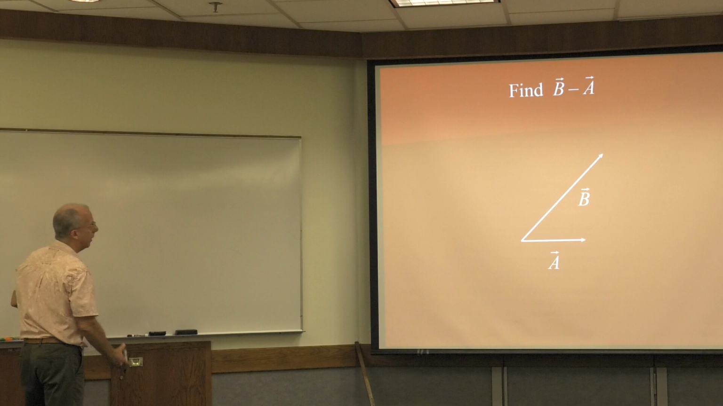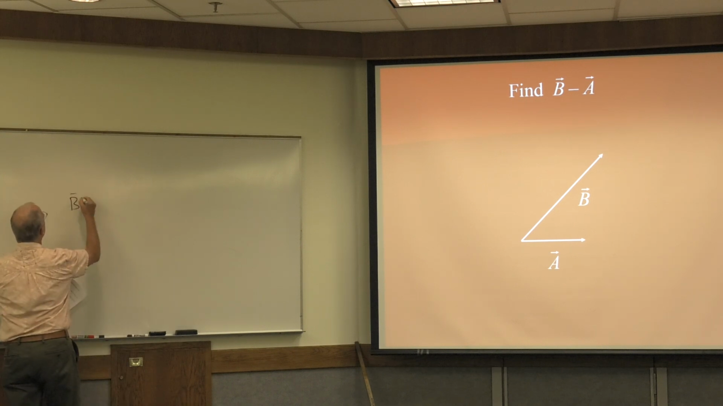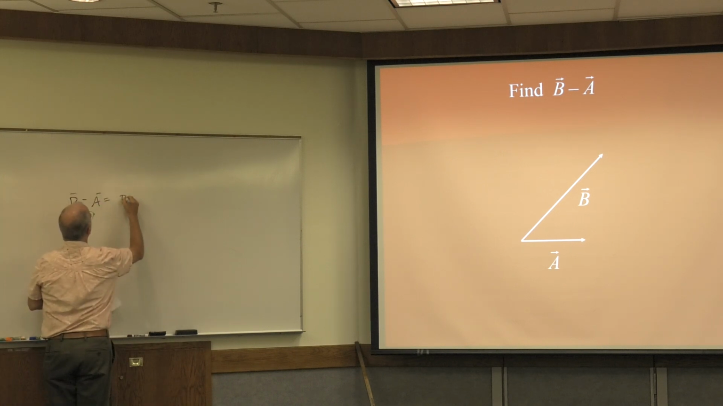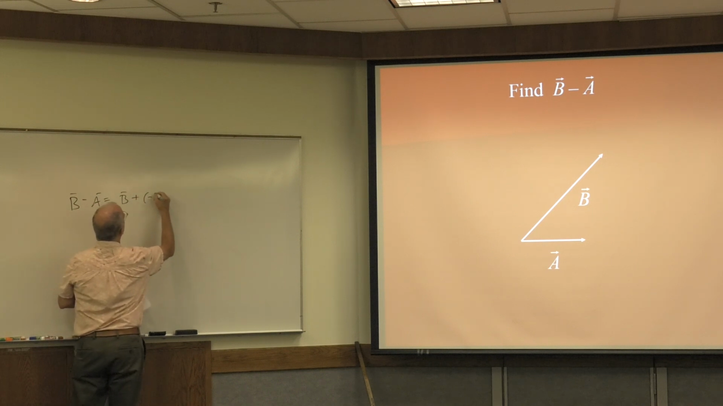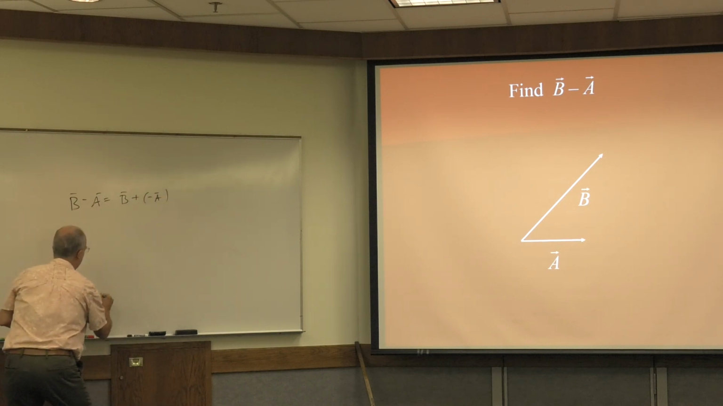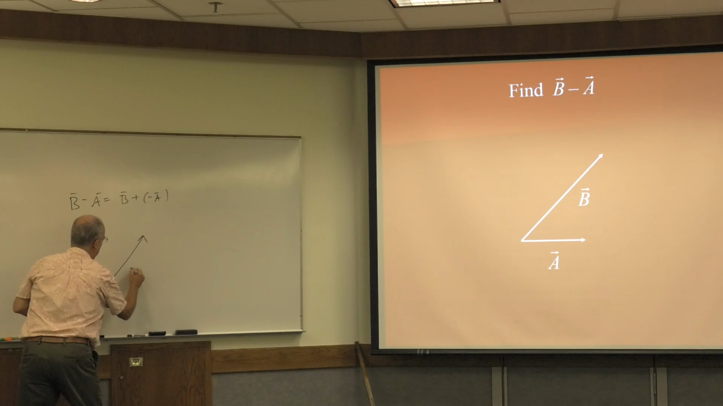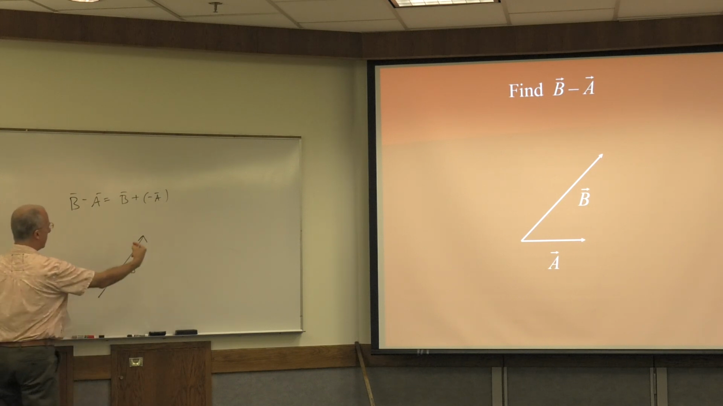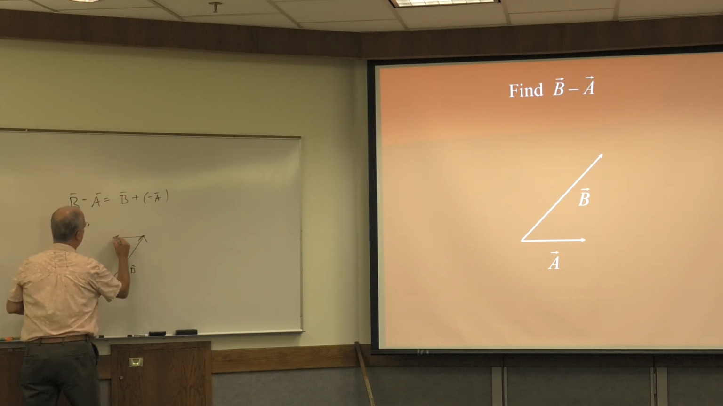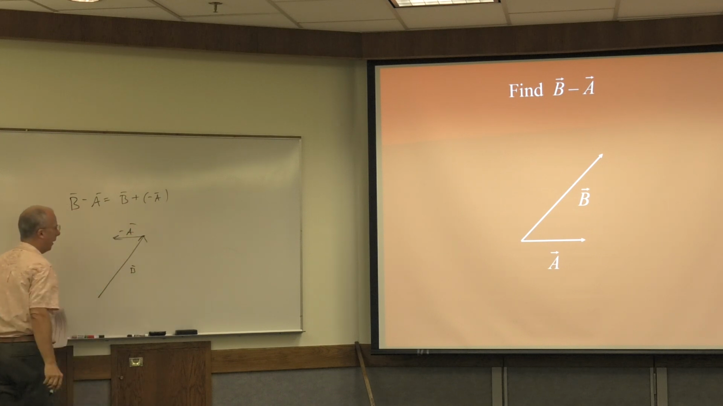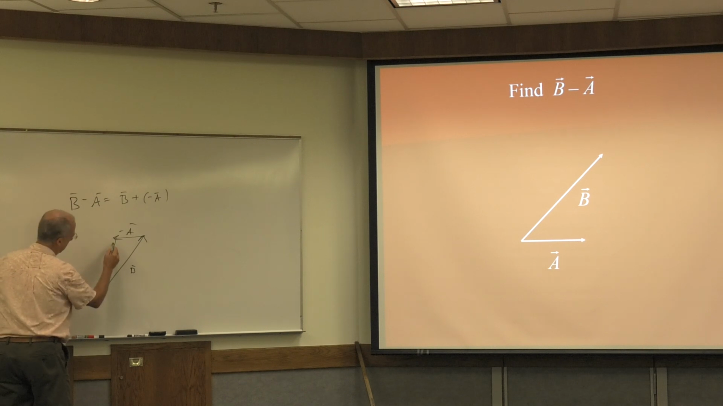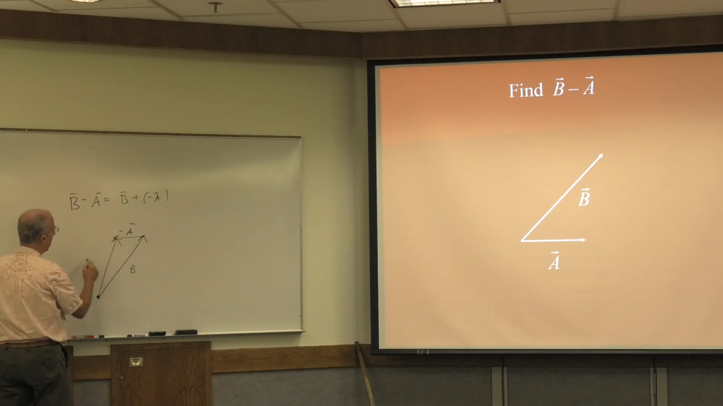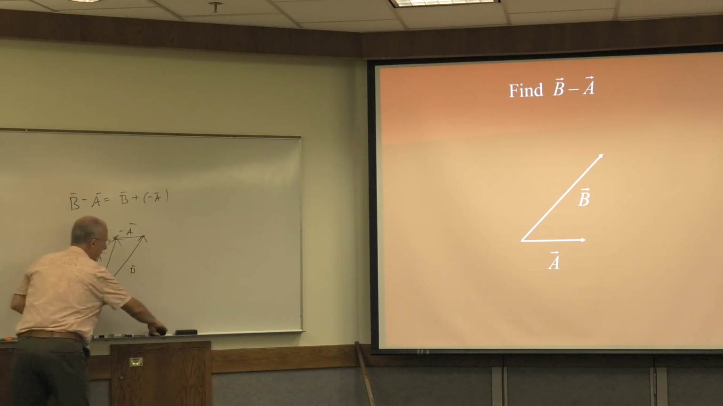All right, let's do it. So b minus a is the same thing as b plus a negative a. So b is kind of like that. That's b. Minus a is that way. And you go from the beginning, or the tail, to the head. Close enough. So that's b minus a.